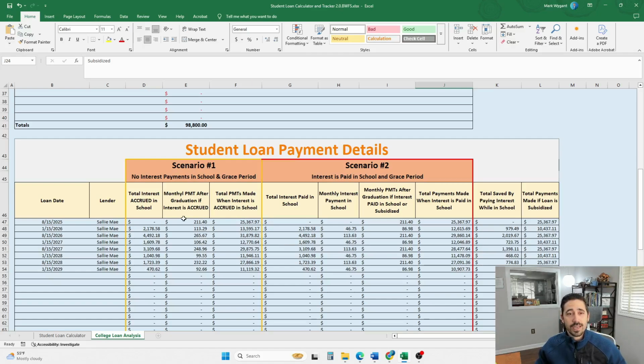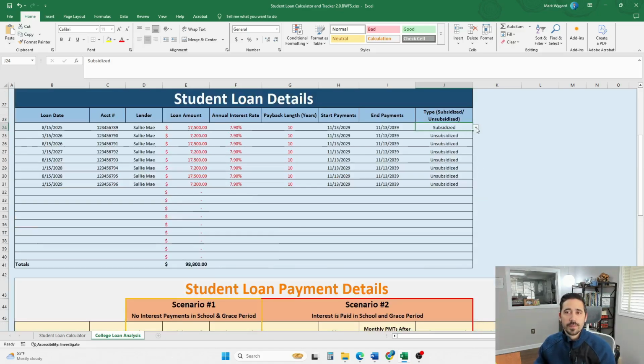You'll see we click subsidized on this one. So this one removes the accrued interest here, the interest paid in school, and essentially just tells you exactly what the payments are going to be after graduation, if interest is paid in school or if it's subsidized, because that loan amount will be the same, and then total interest payments, okay?